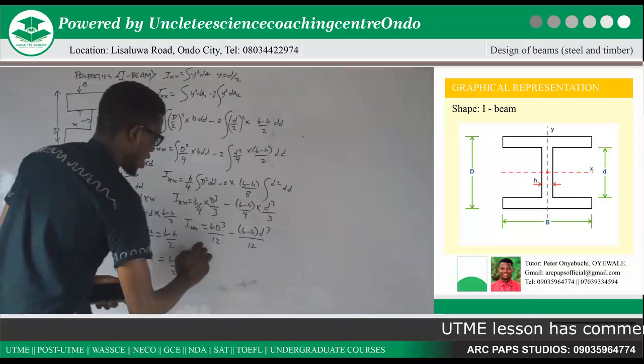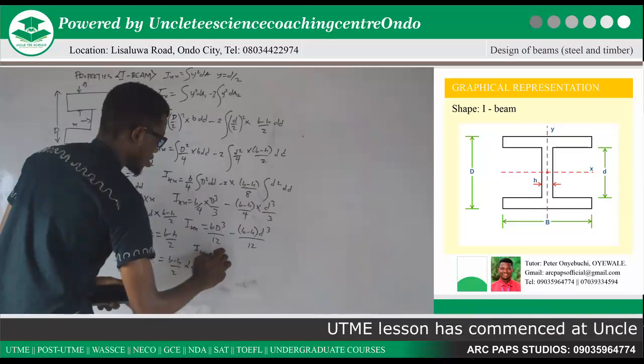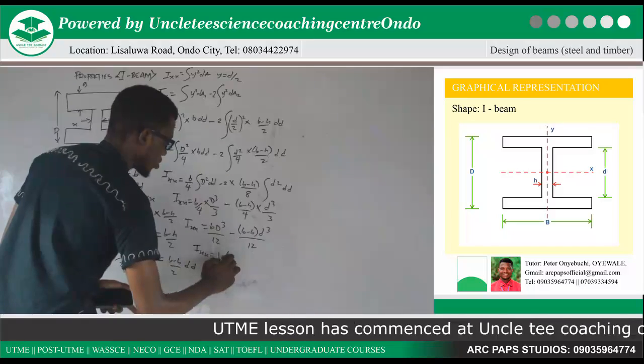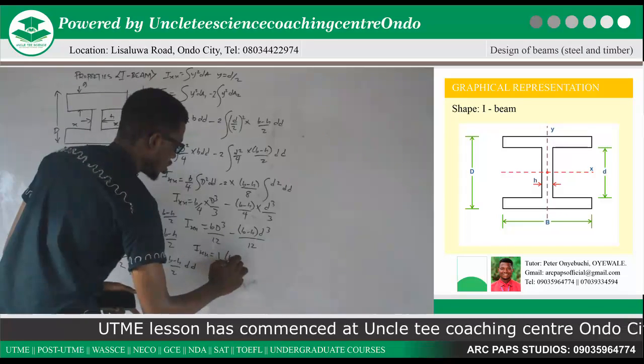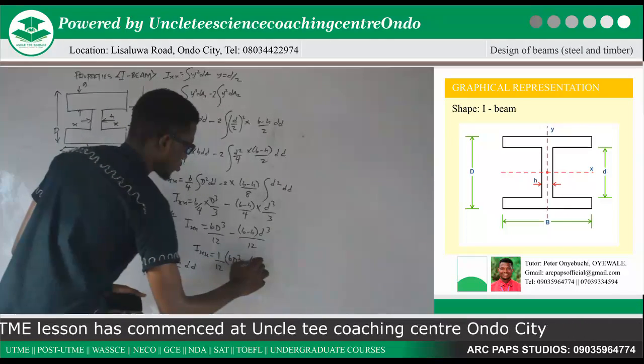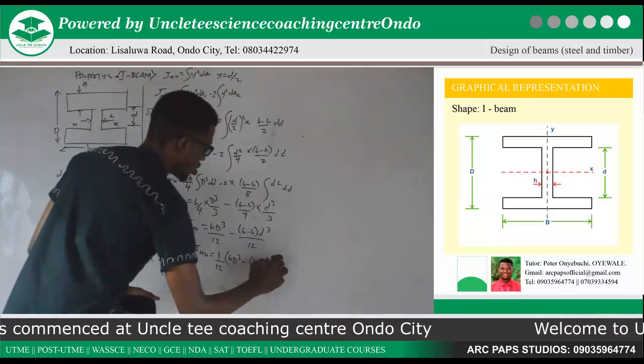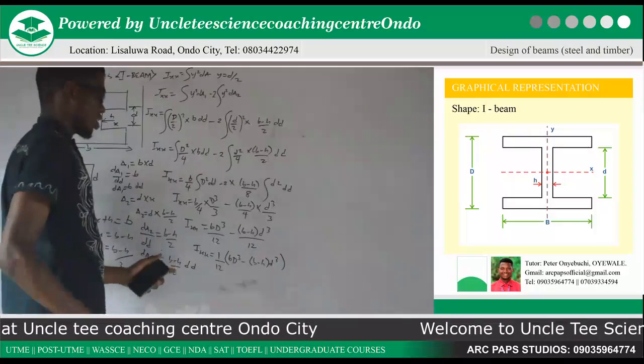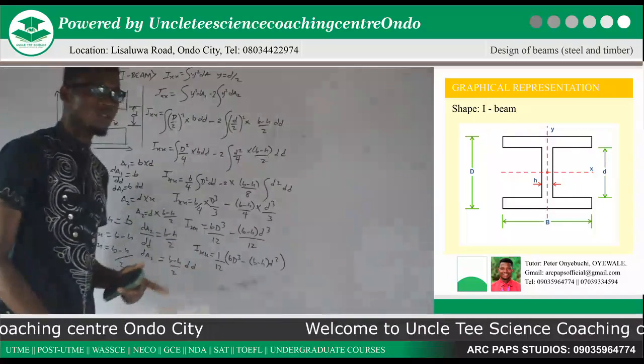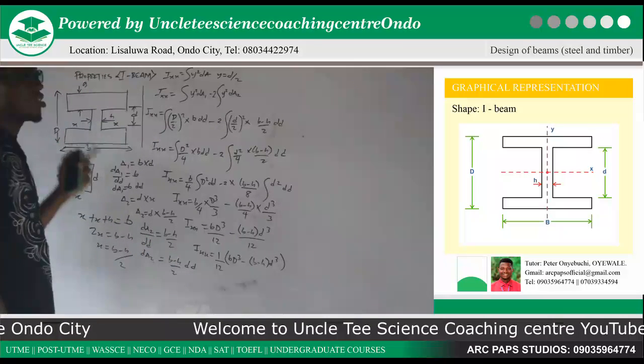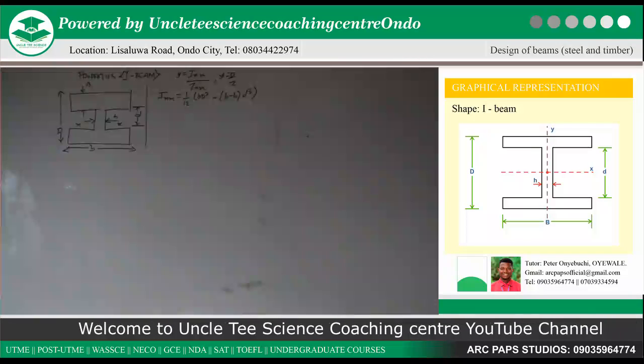Now our Ixx is, if you find the LCM is 12, so this will be 1 over 12 into b d raised to power 3 minus b minus h into d raised to power 3. So this is the moment of inertia for an I-beam given this kind of parameters.